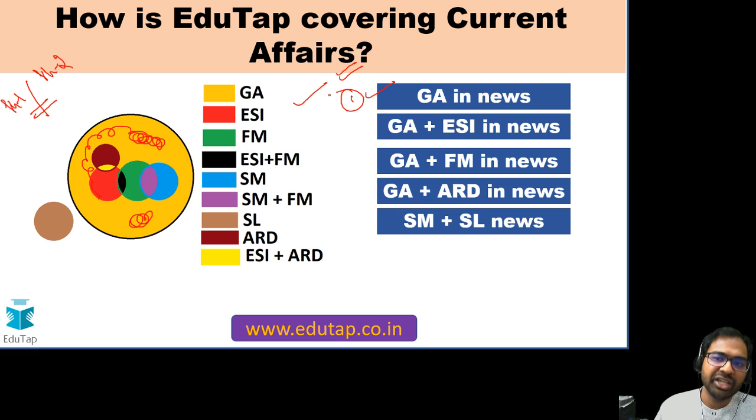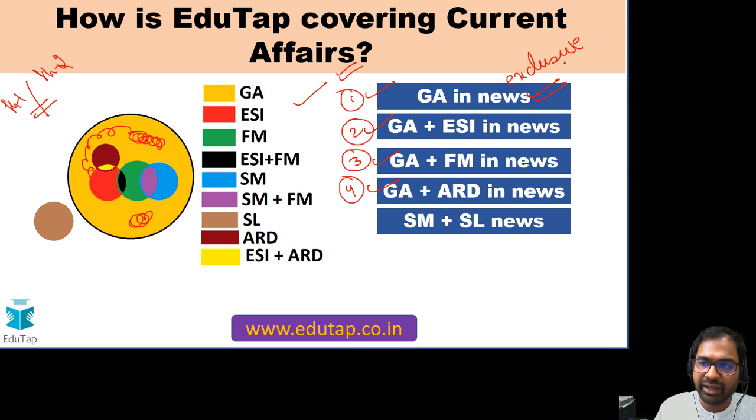One section is GA news. Second section is GA plus ESI news. The third section is GA plus FMN news. The fourth section is GA plus ARD news. So these are the 4 sections in which we have divided our magazine. One is GA news. This will cover exclusive GA. Can questions based on this be asked in phase 2? Never ever. This is only and only phase 1 GA, exclusive GA. In the second section, can questions be asked in phase 1 GA? Yes. Can questions be asked in ESI? Yes.